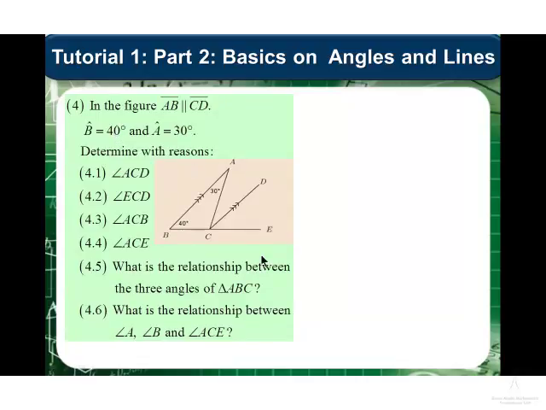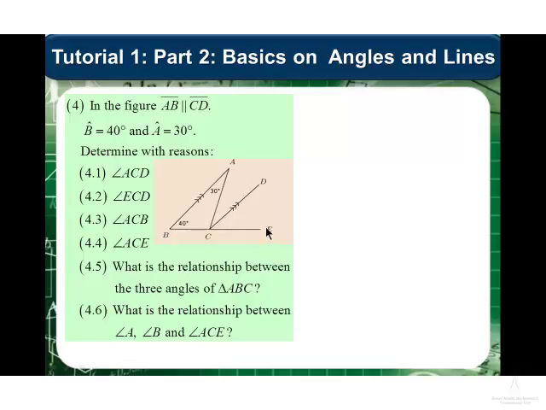Consider this particular figure, and here we have that line segment AB is parallel to line segment CD, that is given. Angle B is 40 degrees and angle A is 30 degrees. And we have to determine, with reasons, first of all the angle ACD, then the angle ECD, in the third part the angle ACB, and finally the angle ACE.